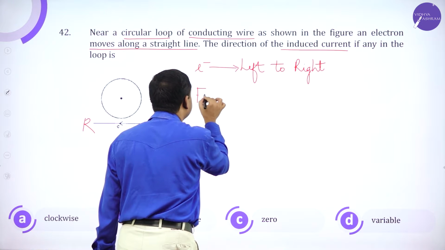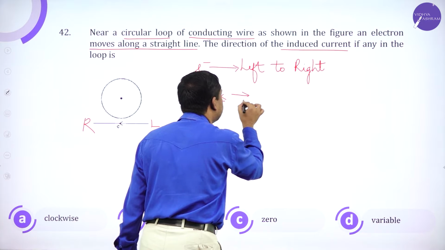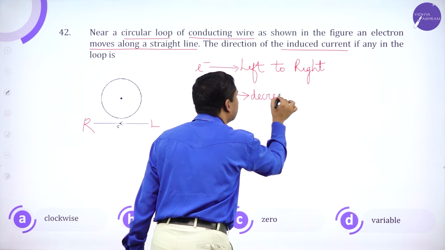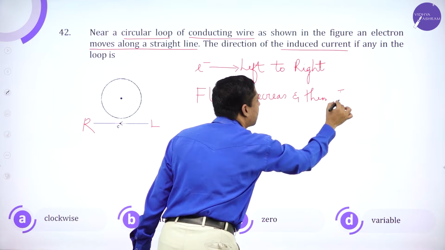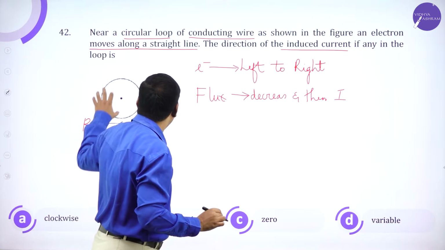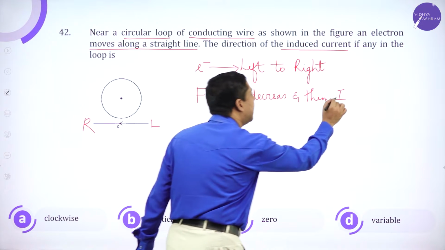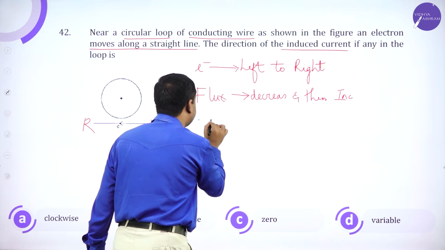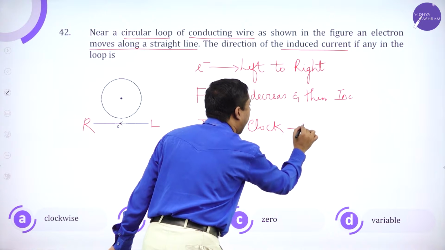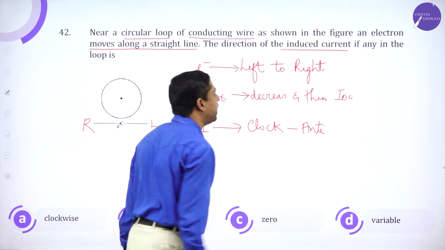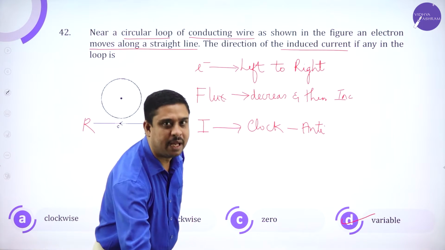The flux first decreases and then increases. The magnetic flux across the loop first decreases and then increases. So the current goes from clockwise to anti-clockwise, which means the direction of current is variable.